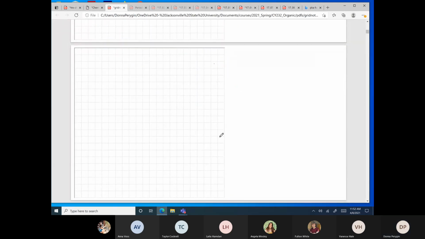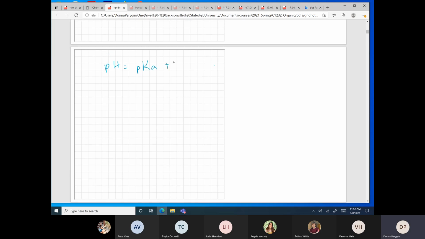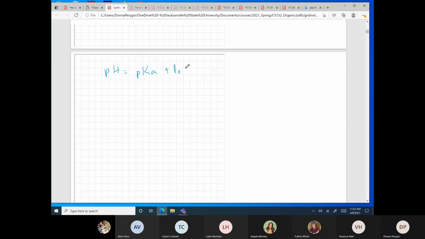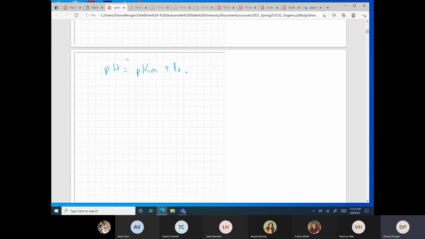Okay, so I'm not showing where I calculated that. Oh yeah, okay, so we're going to start out with pH is equal to the pKa plus the log of the base over the acid, the concentration of base over acid.